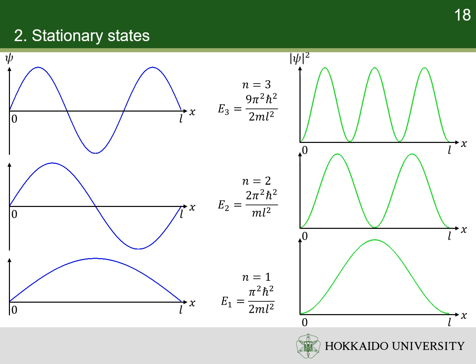The probability densities depend upon the wavefunctions. For any value of n greater than 1, there are regions called spatial nodes within the well at which the particle cannot be found. The number of nodes is n-1.